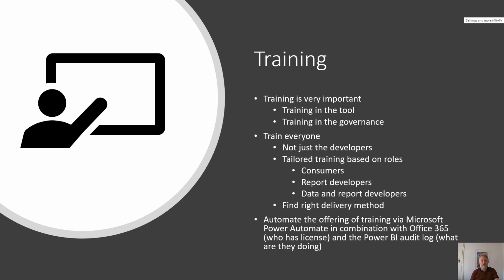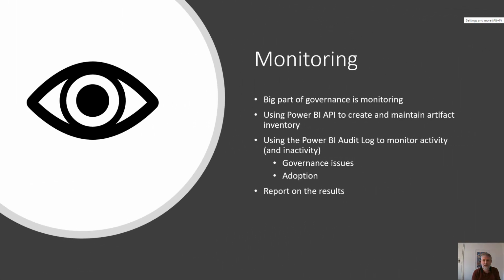You can send them links to your governance material, and you can also send them training offerings or something like that. That will help you, so you don't have to chase people down. You don't have to keep track of who has gotten training or who hasn't, because you will have this process automated. The third pillar of the governance strategy is monitoring.